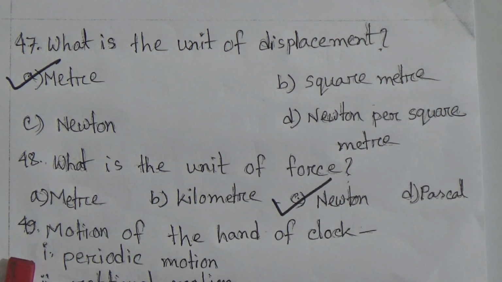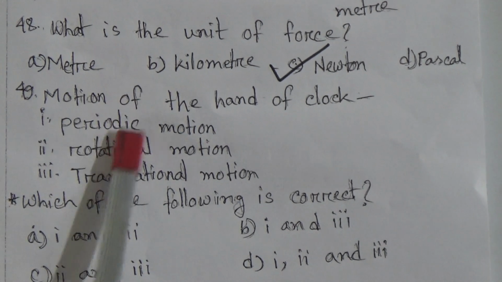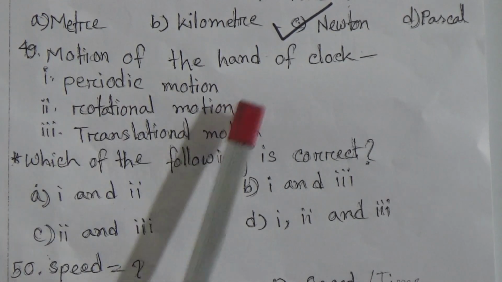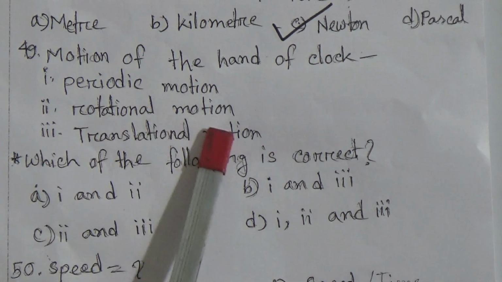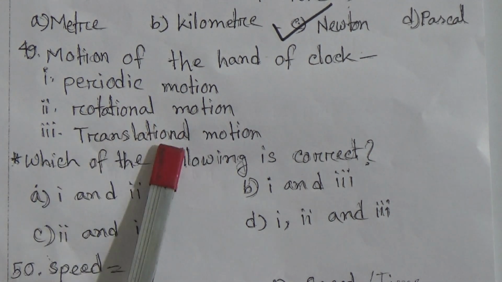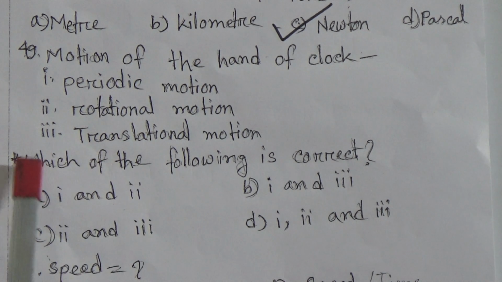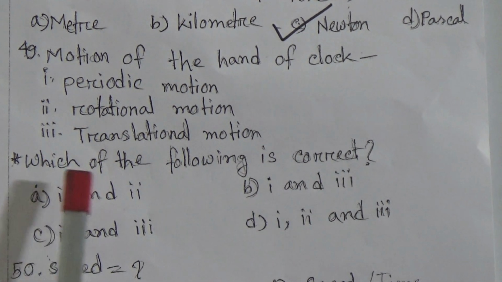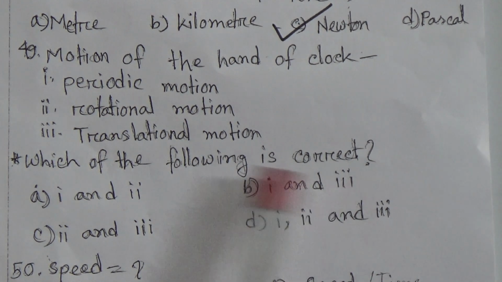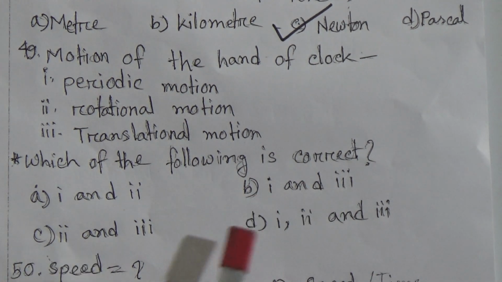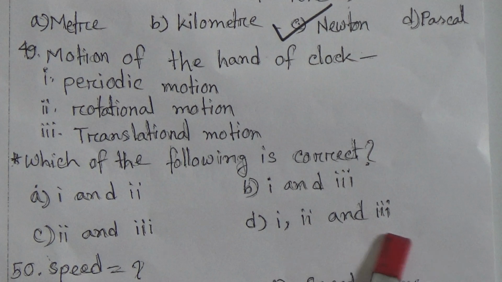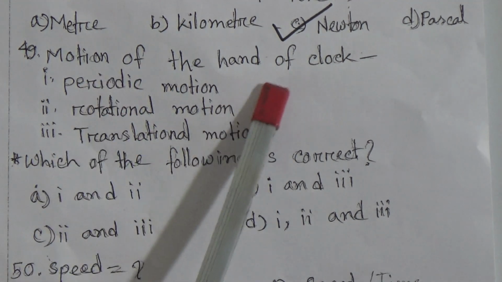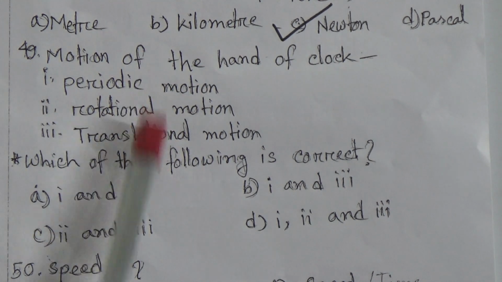Now next question number 49. Motion of the hand of a clock. Number 1 periodic motion, number 2 rotational motion, number 3 translational motion. Which one of the following is correct? Option A 1 and 2, option B 1 and 3, option C 2 and 3, option D 1, 2 and 3. Dear students, we know the motion of the hand of a clock is periodic and rotational motion.